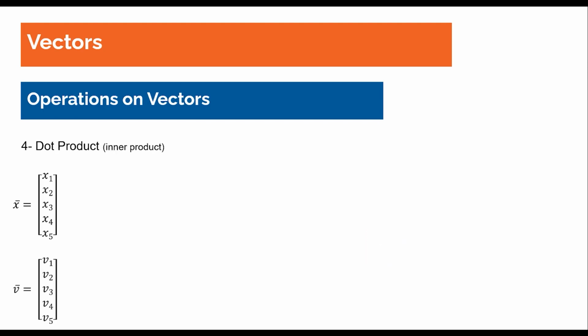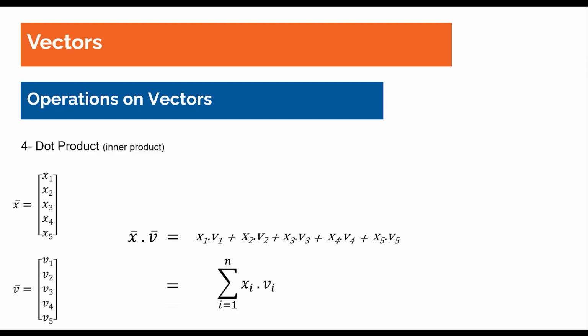The next operation is the dot product, and it's probably the most important operation in linear algebra. It's also called the inner product. To indicate this operation, we put a little dot between two vectors. Now let's see how to do this operation. For this operation to be valid, two vectors must have the same number of entries. Here we have x and v with 5 entries. First we multiply corresponding entries of the two vectors. We multiply x1 by v1, x2 by v2, x3 by v3, and all the way down to the last entry. And then we add all these numbers. We can demonstrate this operation in compact form by sigma notation. It is read as the sum of multiplications of corresponding entries of two vectors.